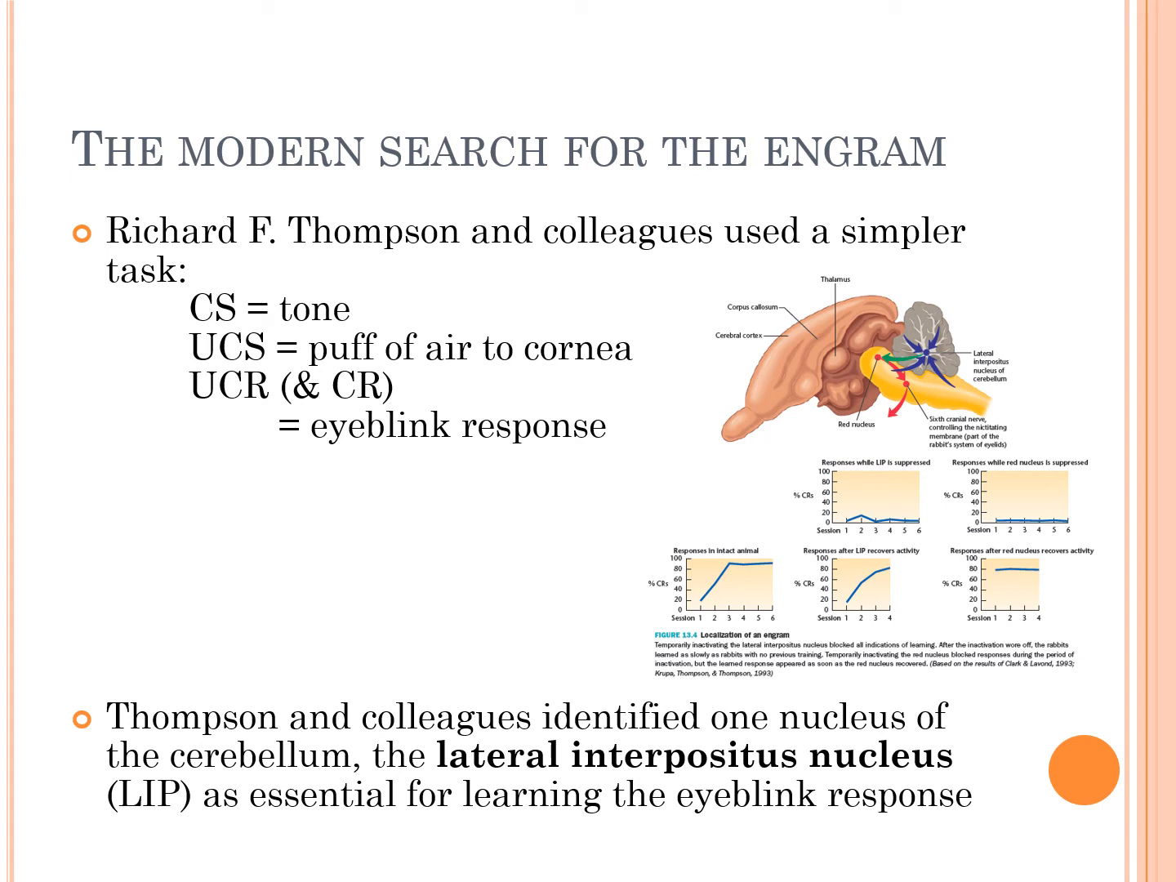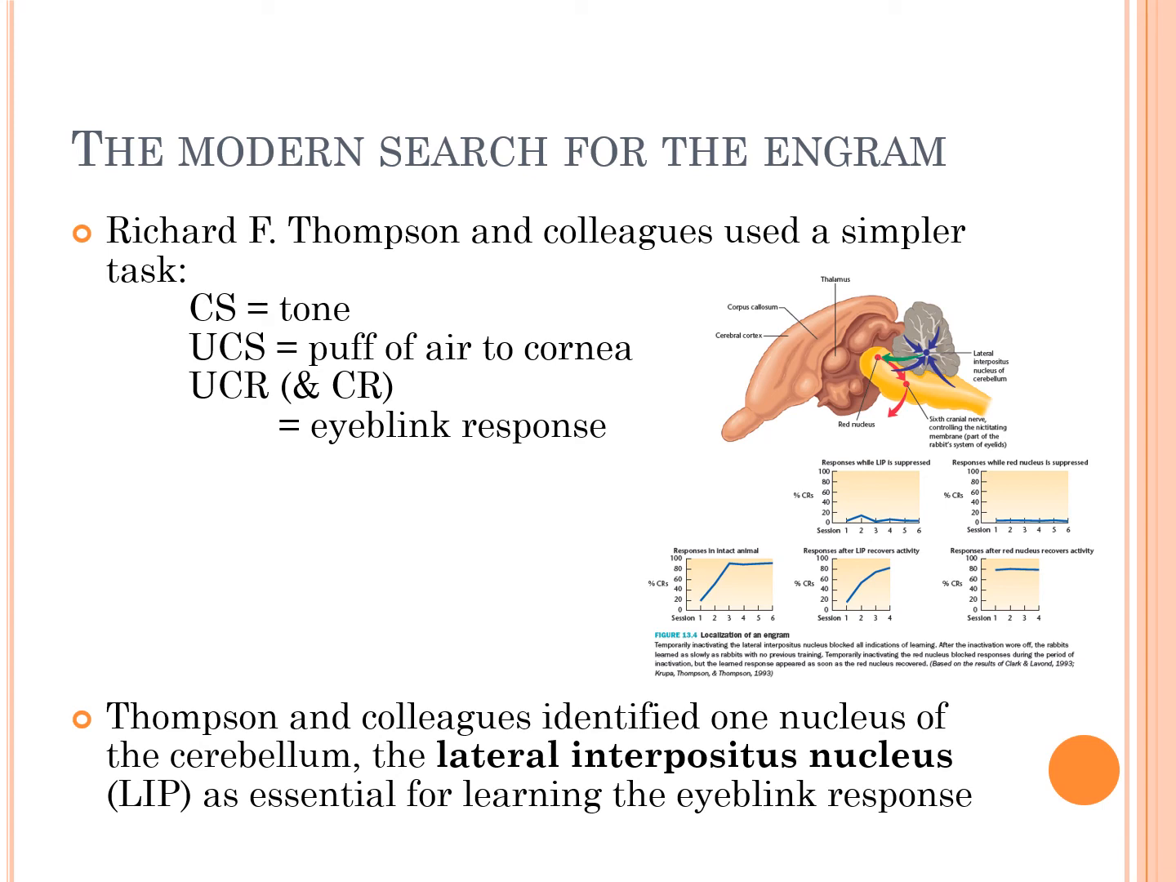So what they do is they present a tone, boop, and then the puff of air to the cornea. And as rabbits have the conditioned stimulus and the unconditioned stimulus presented several times, rabbits learn to give an eye blink response to the tone. Okay, they learn that the tone predicts the puff of air to the cornea.